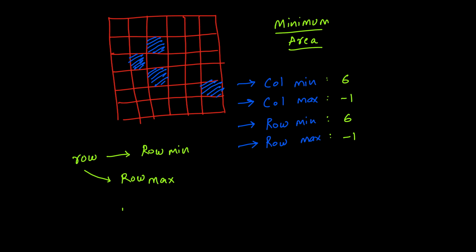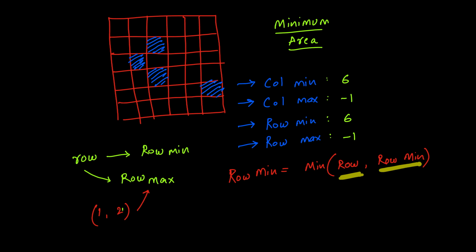Let's take the cell at 1, 2 coordinates to understand this approach better. As discussed earlier, the row min should be the minimum value between the current cell's row and the previously calculated row min. That is, the comparison is between row 1 and row min being 6. Between the two, 1 will be saved into the row min variable.